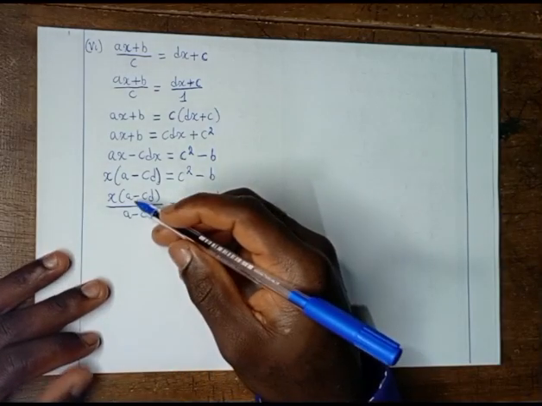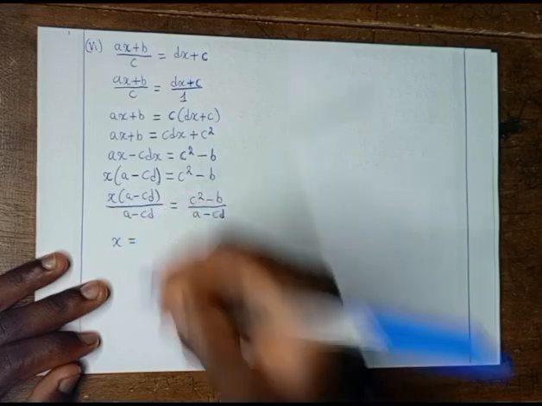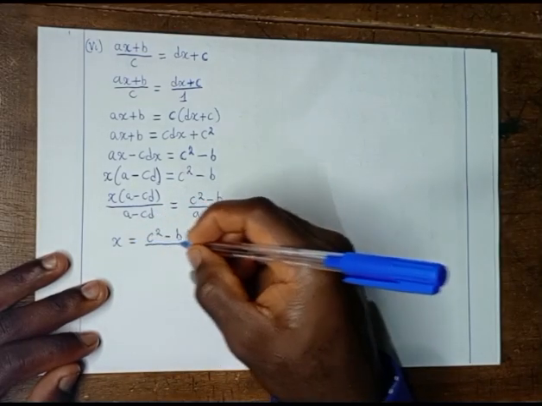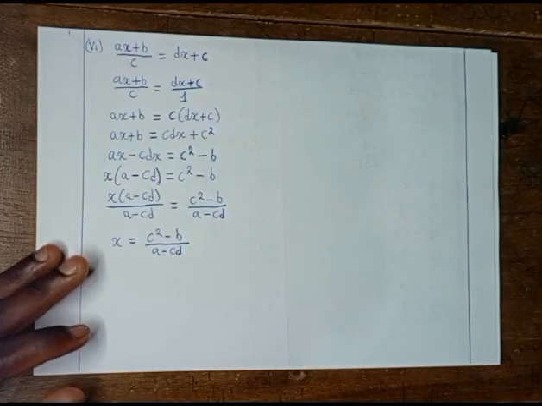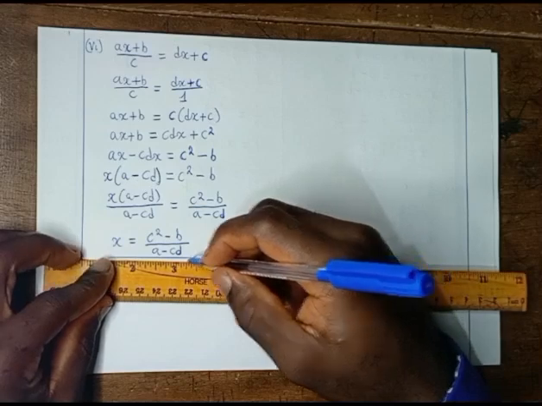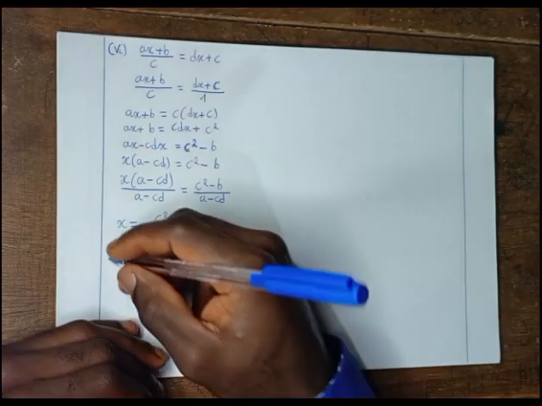At the left hand side, a minus cd will cancel a minus cd. We'll be left with x equal to c squared minus b on a minus cd. Finally, we have made x the subject of formula in the above equation. We move now to v.